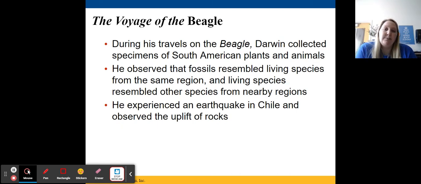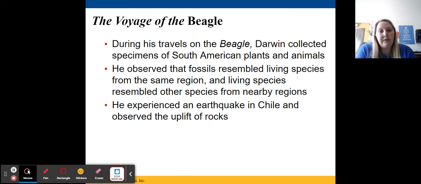The most populous place that he spent time was just off of the coast of South America on a small island chain called the Galapagos Islands. Here he observed that fossils resembled living species from the same region, and living species resembled other species from nearby regions. While he was in Chile, he experienced an earthquake and observed the uplift of rocks over time.